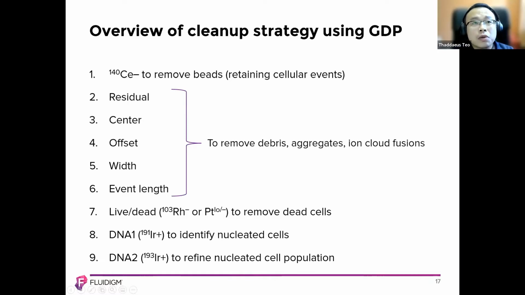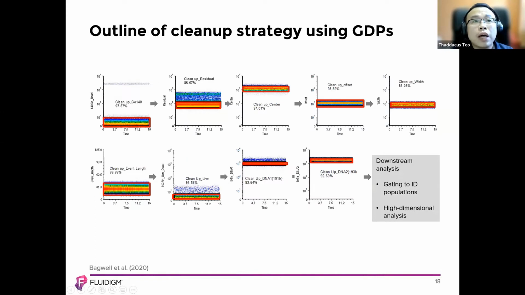Right, so this is a summary of how the outline looks. We will start with all these parameters that are going there. After this, the data will move into downstream analysis. We'll start getting to identify populations, and we can move into higher dimension analysis, which Andrea will pick up and run with later.